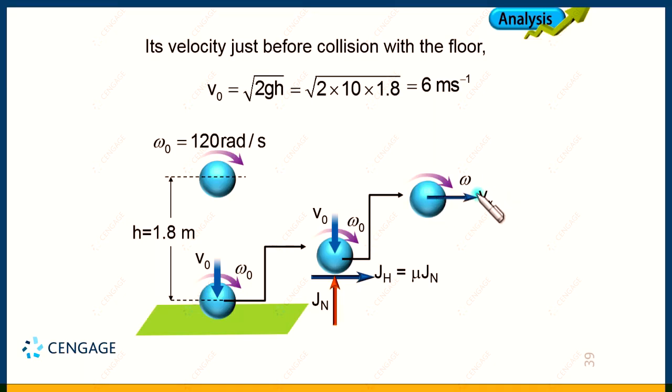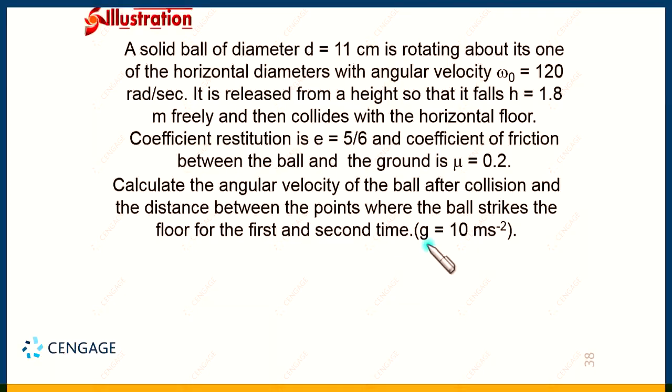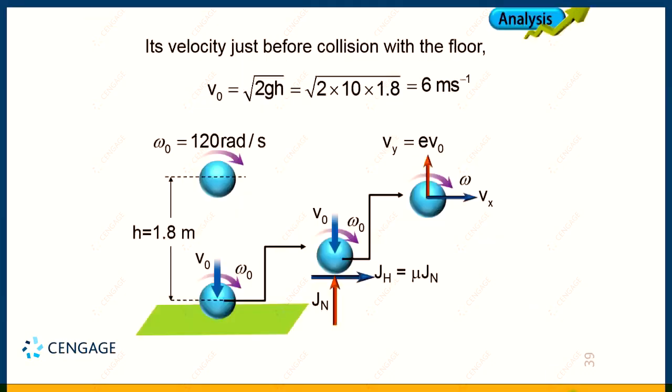This is Vx, this is unknown, and we can find the vertical component by using the Newton restitution equation, that is Vy equal to E multiplied by V naught. And we know the value of V naught, and we also know the value of E. E is equal to 5 divided by 6, right? That means we can substitute, and this value is 5 meter per second. That means the vertical component of the velocity of the ball is 5 meter per second in the upward direction, and this is the unknown velocity, right?